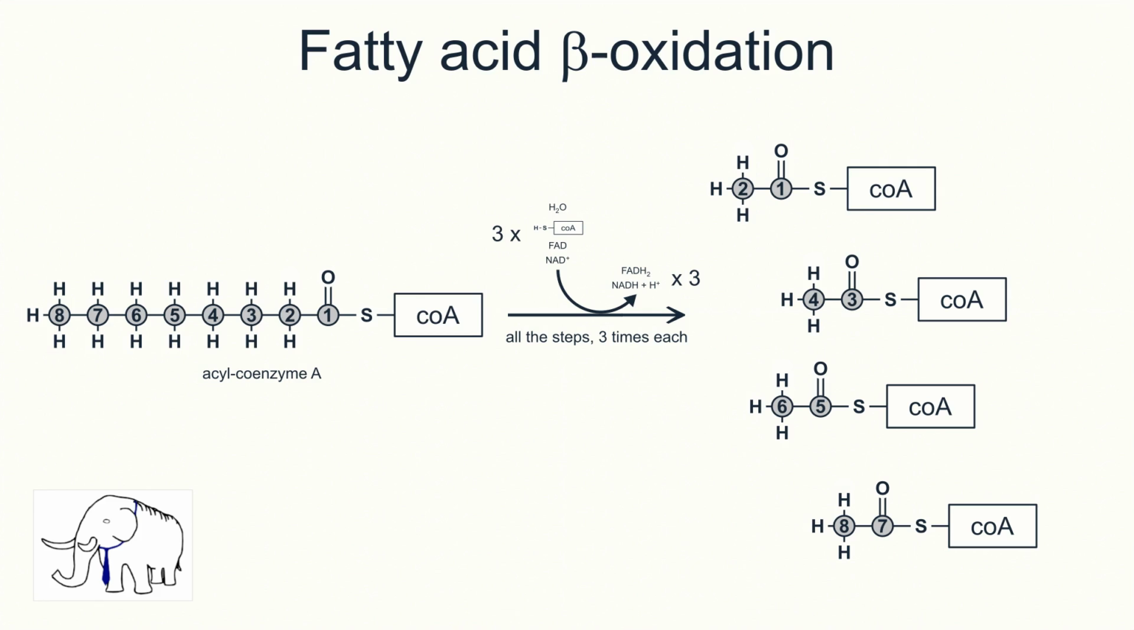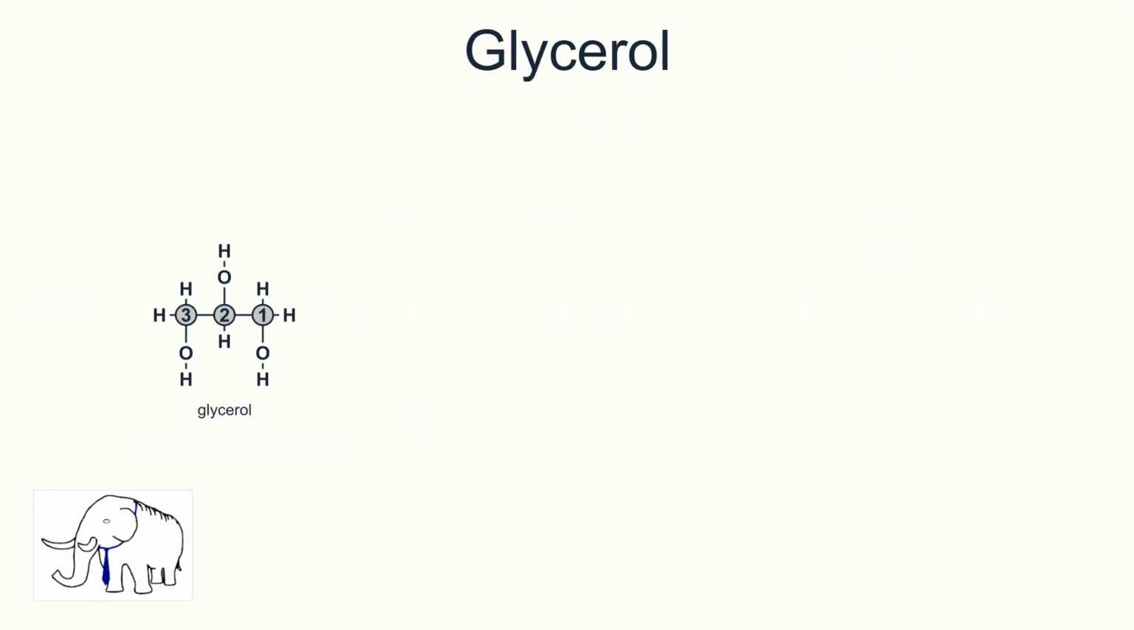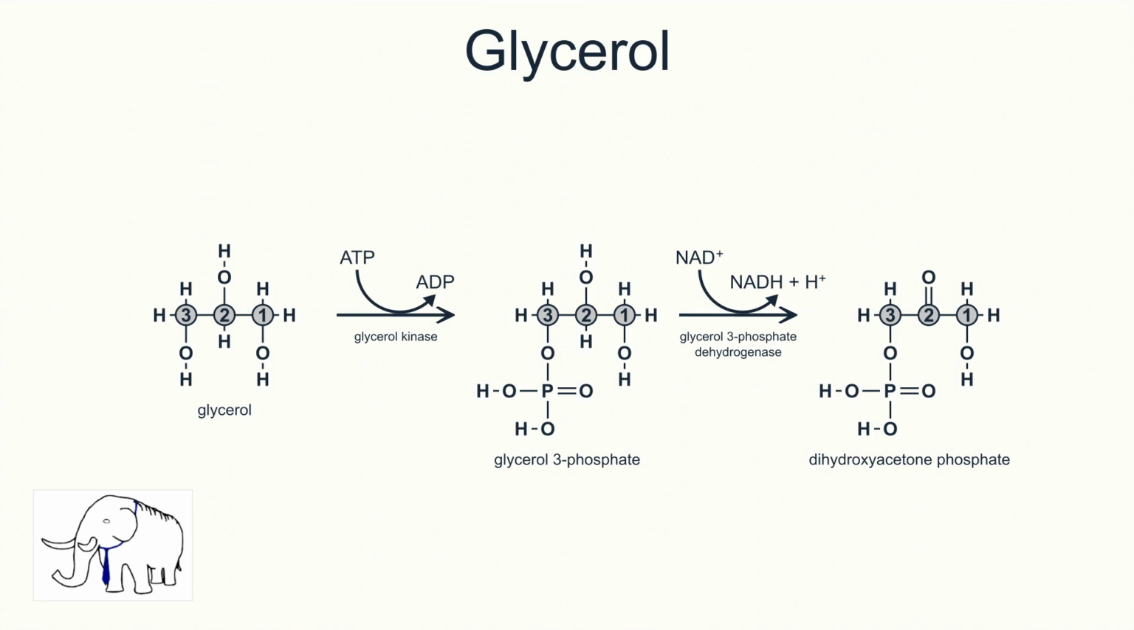When breaking down a triglyceride or a phospholipid gives us a glycerol molecule, 2 steps, we'll turn glycerol into dihydroxyacetone phosphate, which can then hop right into glycolysis at step 5.